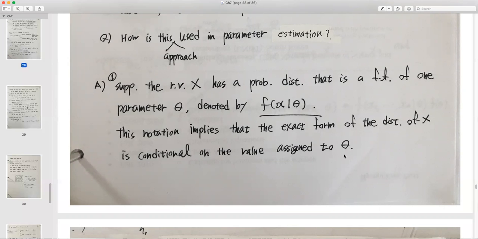Think about the normal distribution. The PDF of the normal distribution depends on mu and sigma square, right? Depending on mu and sigma square, the PDF of the normal distribution returns a different value.